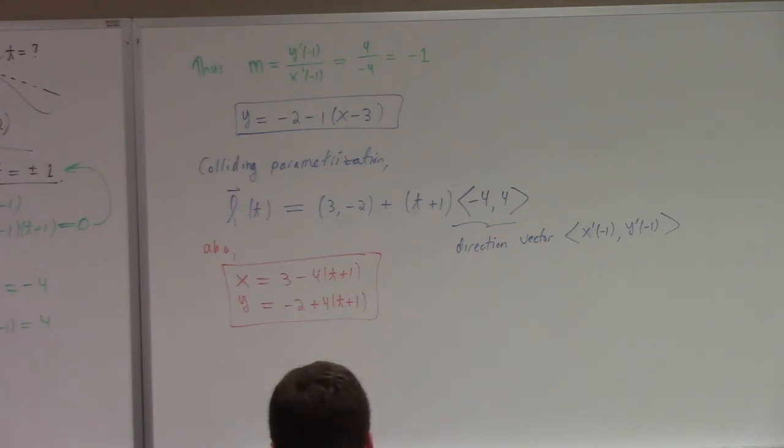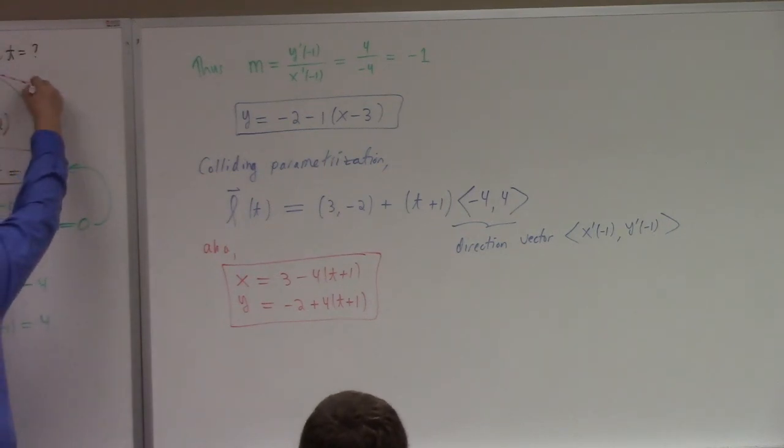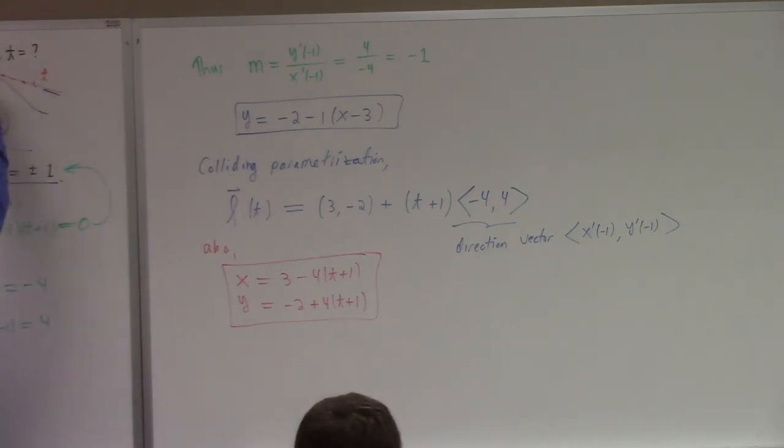It parameterizes a line which, like here, this line, the time matches up in the sense that this point where they intersect is also time -1 for both the parameterization of the tangent line and the curve itself, if you wanted to do that.